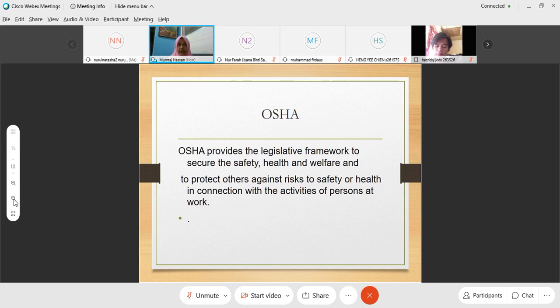OSHA is a legislative framework to secure the safety, health and welfare of employees and also to protect other persons against risks to safety or health in connection with the activities of persons at work. That means at work is not only the employer but also the employee. We have contractors, we have customers coming. All of them will be protected under OSHA.